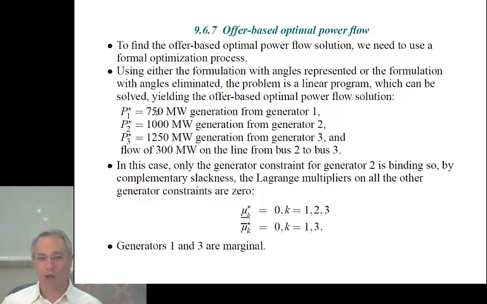Moreover, generator 1 and generator 3 are both operating between their minimum and maximum capacity constraints. So only the generator constraint for generator 2 is binding. So by complementary slackness, the Lagrange multipliers on all of the other generator constraints are 0. All of the lower bound Lagrange multipliers are 0 for all of the generators, and the upper bound Lagrange multipliers for generators 1 and 3 are 0. And again, we could say that generators 1 and 3 are marginal.